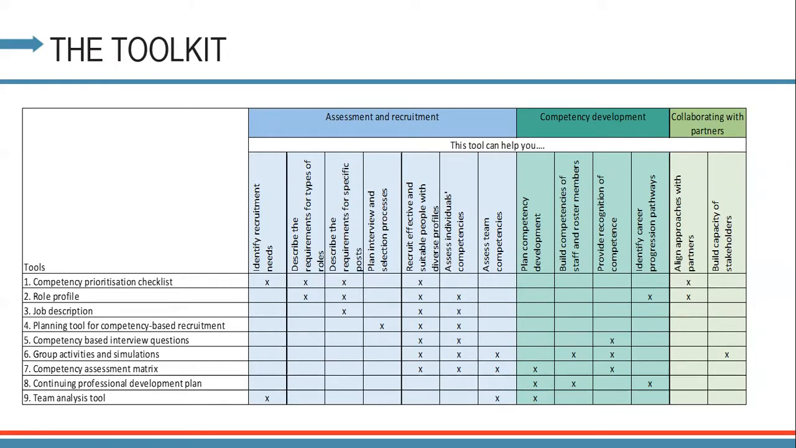There are 9 tools in the toolkit. This table, which can be found in the user guide, lists the tool and indicates what the tool can be helpful for. These are arranged into the 3 broad categories previously mentioned in order to provide clarity.